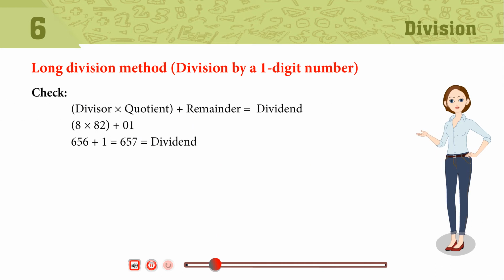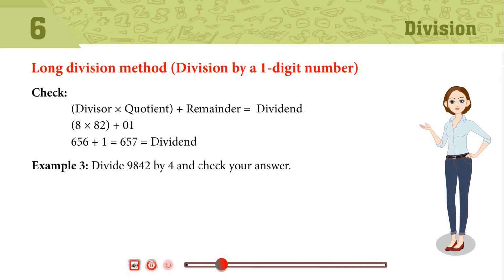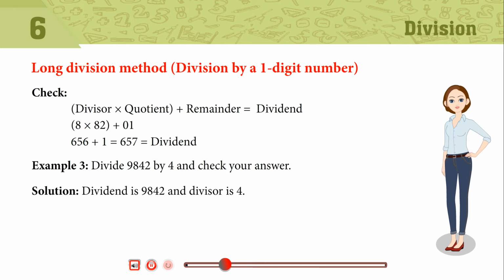Check. Divisor into quotient plus remainder is equal to dividend. 8 into 82 plus 1. 656 plus 1 is equal to 657, which is equal to the dividend. Example 3. Divide 9,842 by 4 and check your answer. Solution. Dividend is 9,842 and divisor is 4.